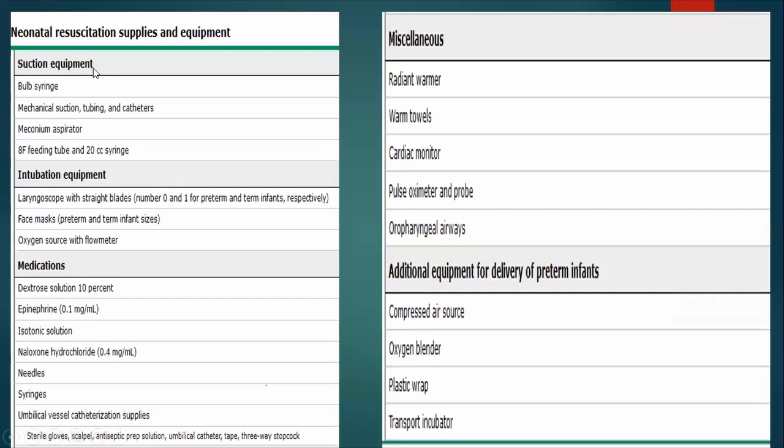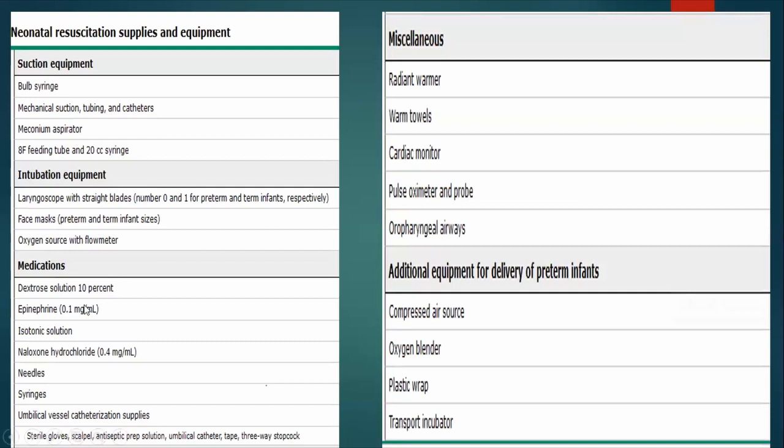These are the instruments required for neonatal resuscitation. For our preparedness, the first is skilled personnel, then having appropriate equipment is one of the prerequisites. Suction equipment is required: a bulb syringe, mechanical suction, tubing, catheters, and a meconium aspirator. As there is intubation equipment, as you can remember from life support, ABC of life is the major mechanism. The first step is securing the airway. If you are not able to secure the airway, alternative intubation might be required, so we should be ready for possible intubation.